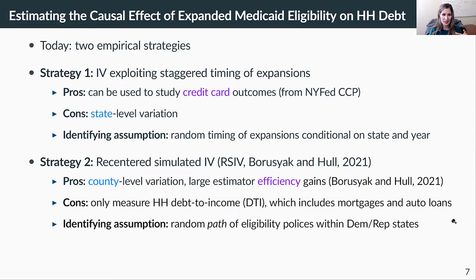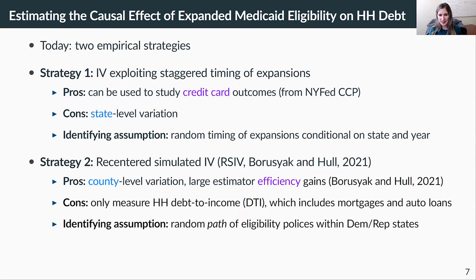So there are really two key assumptions. One is that the path of policies for eligibility that are realized within states has some known distribution. So we know the counterfactual distribution of what policies could have realized in Iowa versus Pennsylvania versus Massachusetts and so on. So that's the first key assumption.